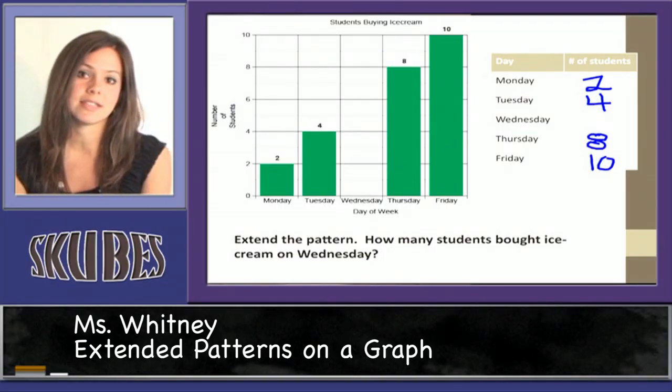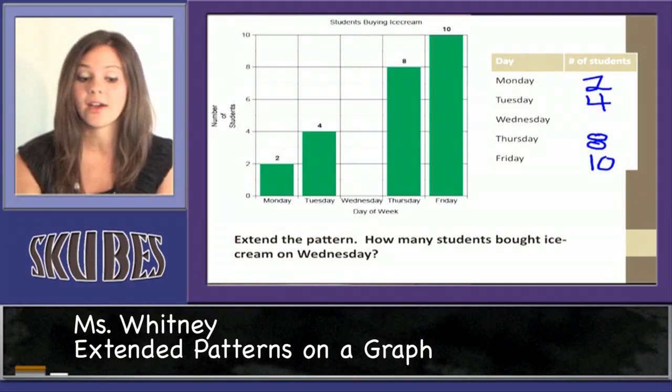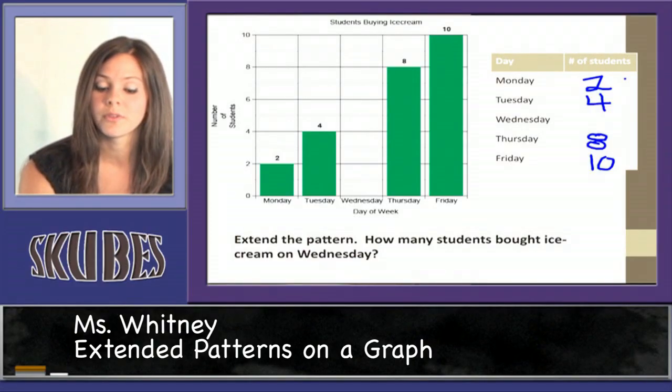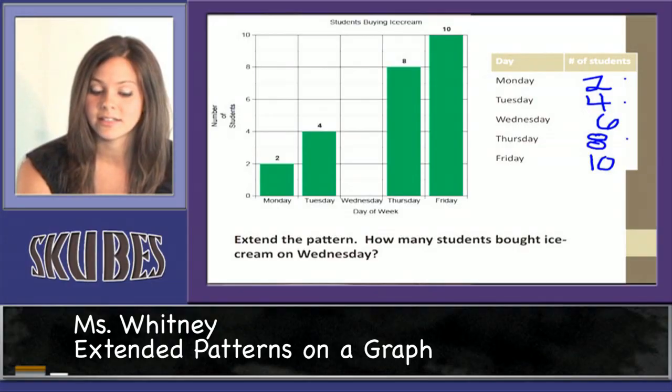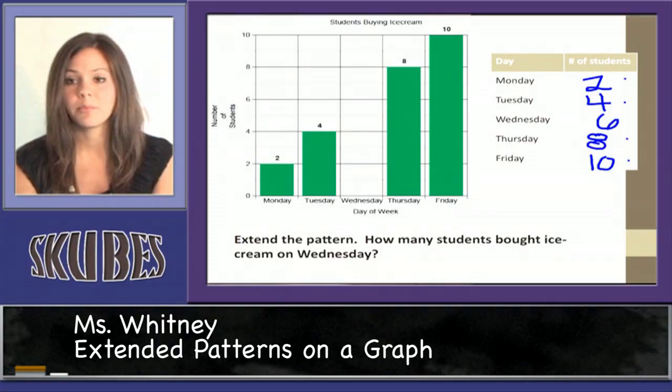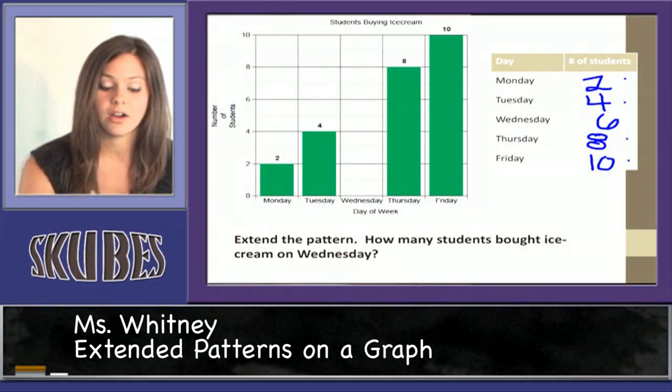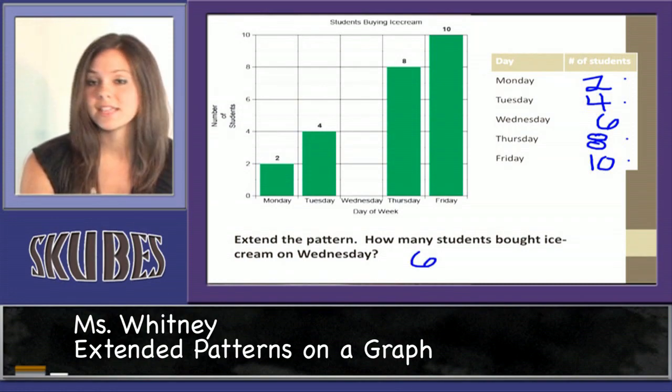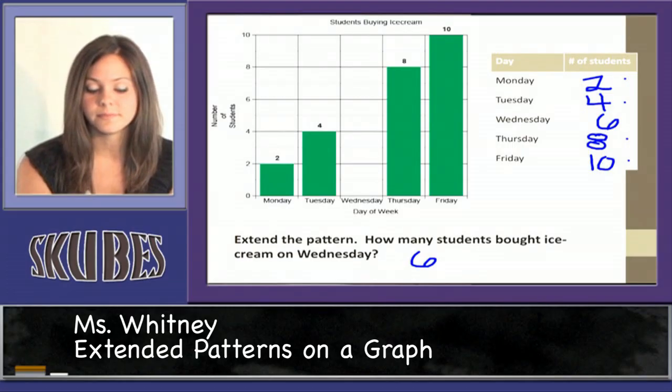On this graph, we can see that we're counting by twos. The pattern is counting by twos. 2, 4, 6, 8, 10. The number of ice creams sold on Wednesday is 6. Let's take a look at another graph.